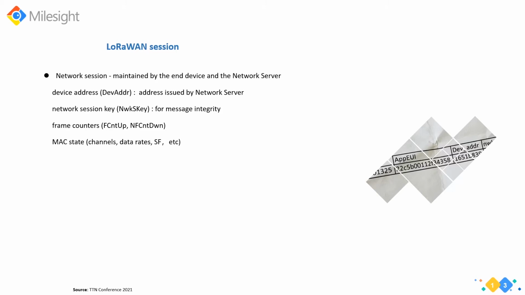There are frame counters. Frame counters are used to count the number of received packets. And you can also find MAC commands. MAC commands tell the end device to change the channel, to change the data rate, to change the spreading factor, to change the port. So that means MAC commands.